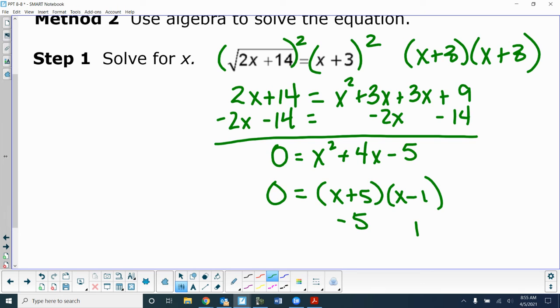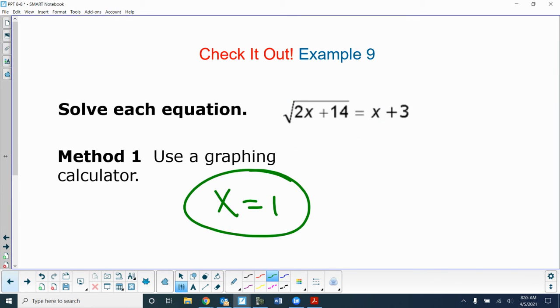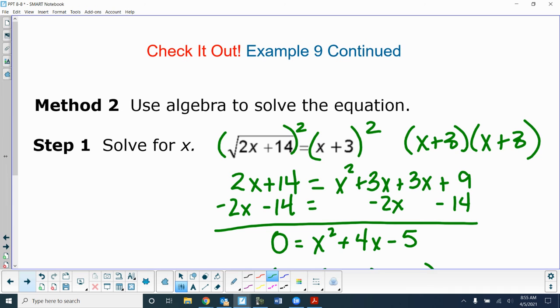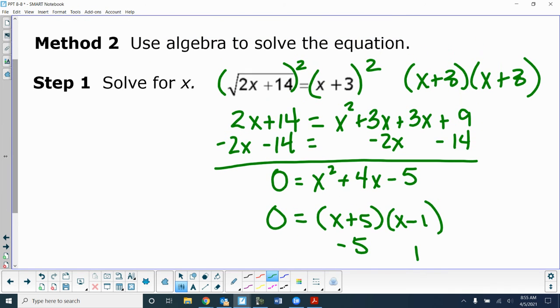And we got to check. Well, we know which one's going to work. Which one? The 1 from the graph. When we check -5, okay, what's 2 times -5? -10 plus 14, 4. What's the square root of 4? 2. And then what's -5 plus 3? They equal? No. So then we have to get rid of the -5.